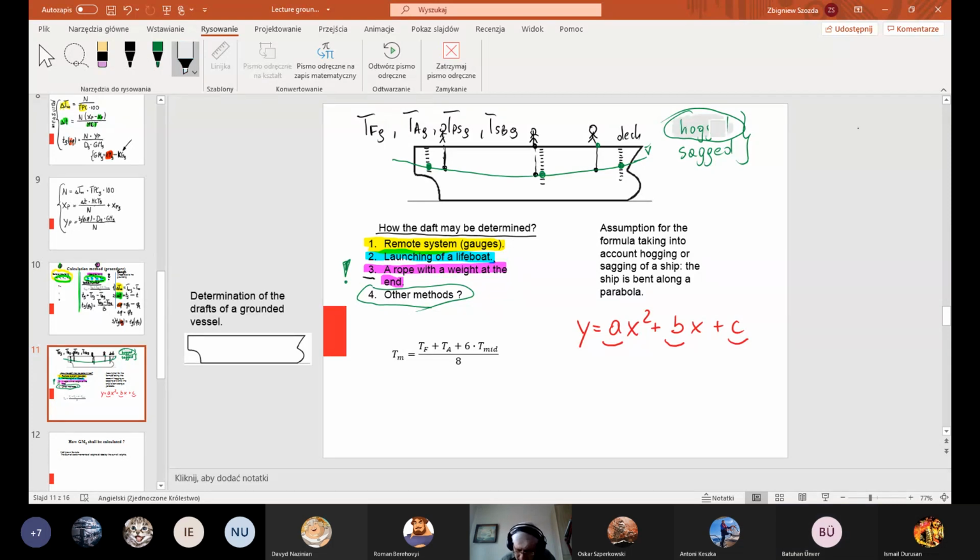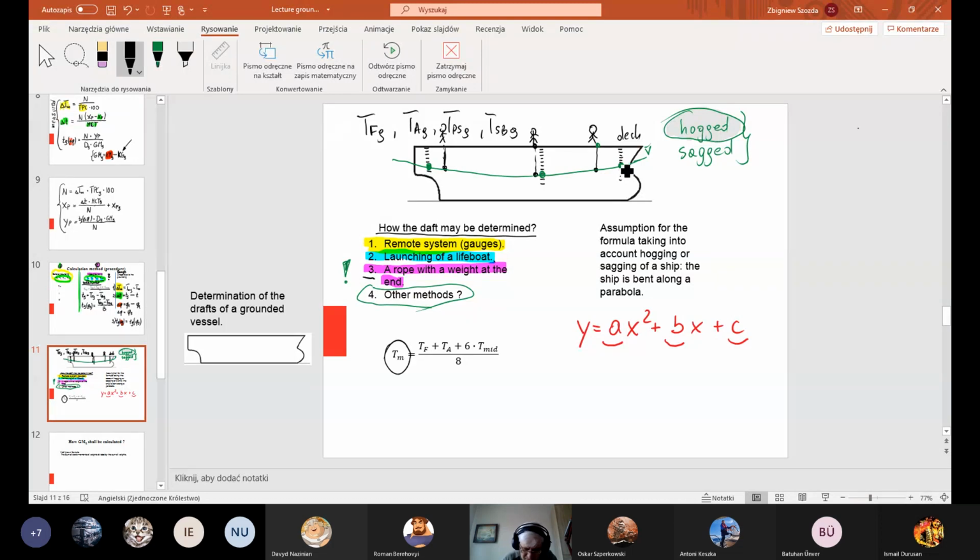Okay, and why I highlighted this is because a very interesting question emanates from this phenomenon. The ship may be hogged, or in another way, the ship may be sagged. So the question is, what is mean draft?